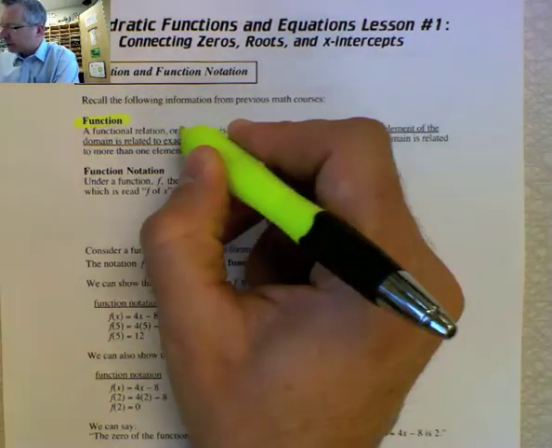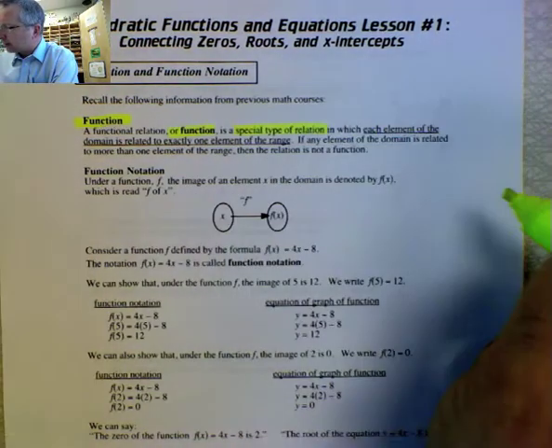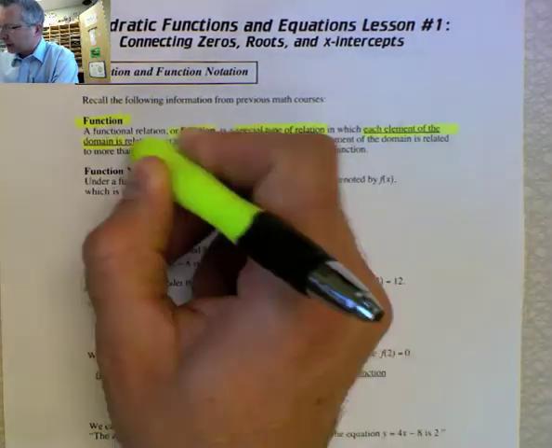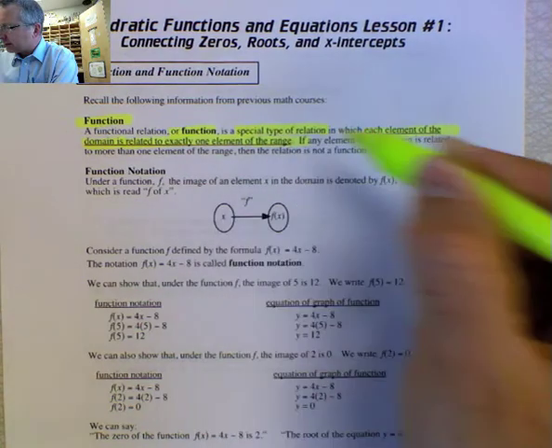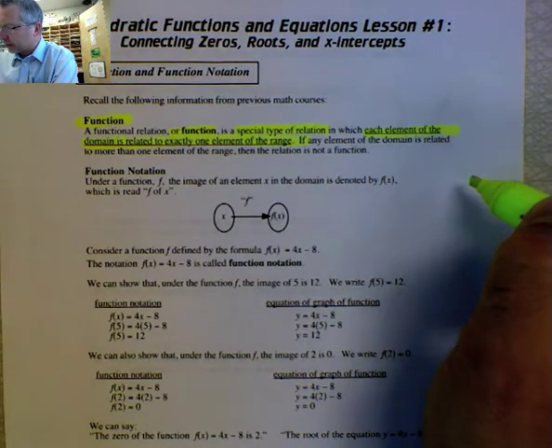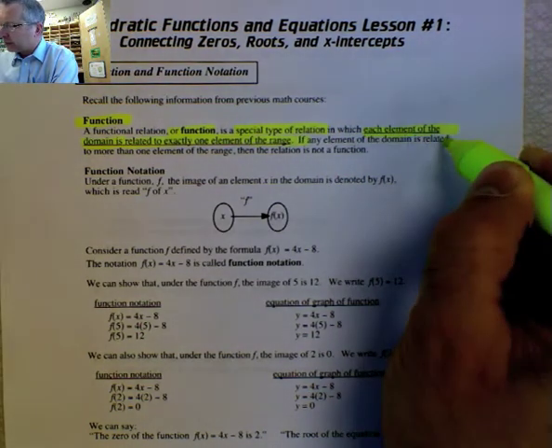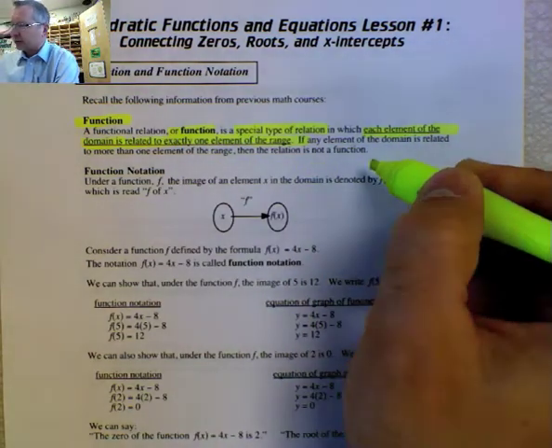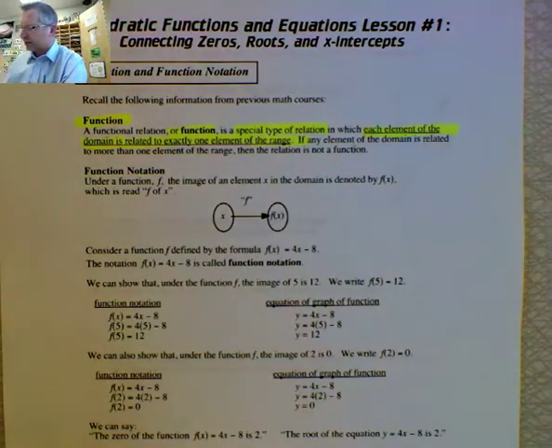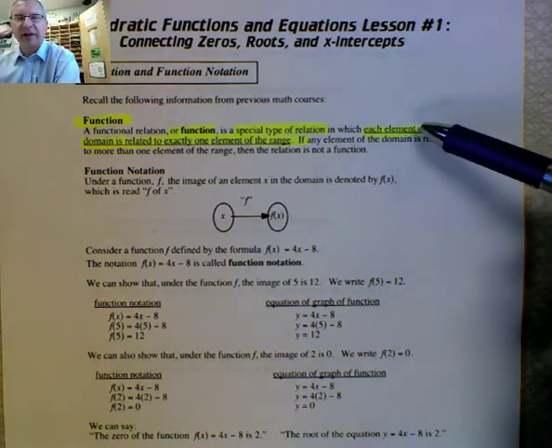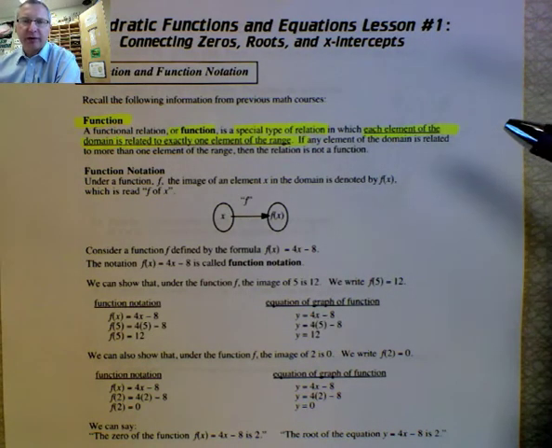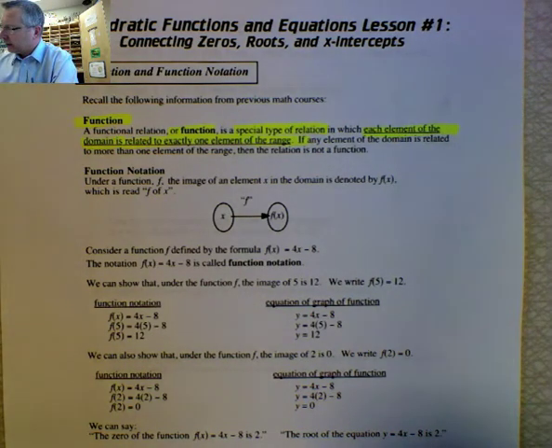It says a function is a special type of relation in which each element of the domain has exactly one element in the range. If any element of the domain is related to more than one element in the range, then the relation is not a function. So basically what it's saying is each x value can be associated with only one y value.